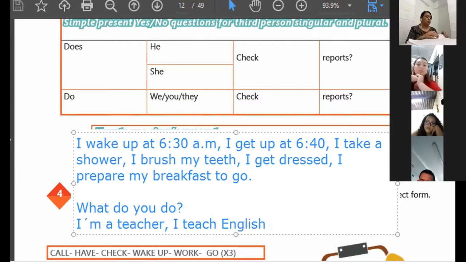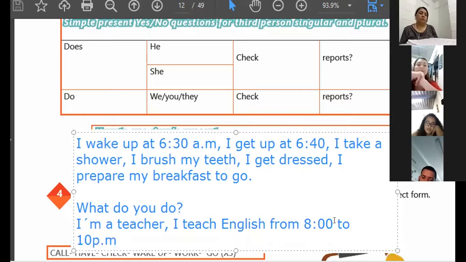I teach English from 8 a.m. to 10 p.m., right? Now, let's see, from 8 a.m. to 10 p.m. Okay, this is just an example. Now, I want you to think about the things that you do in your job, the activities that you do in your job. Sometimes we have events.